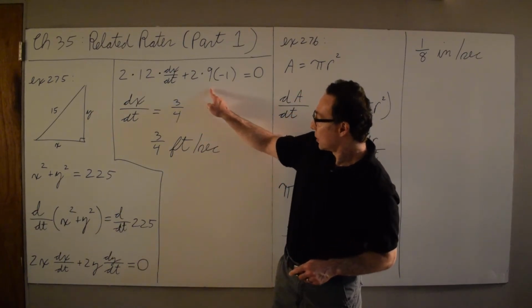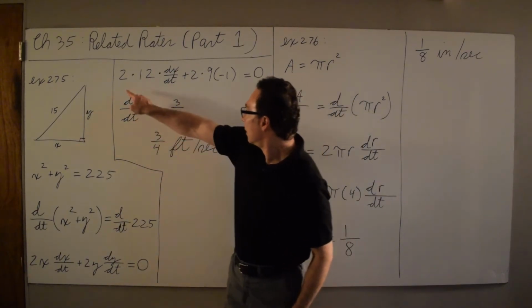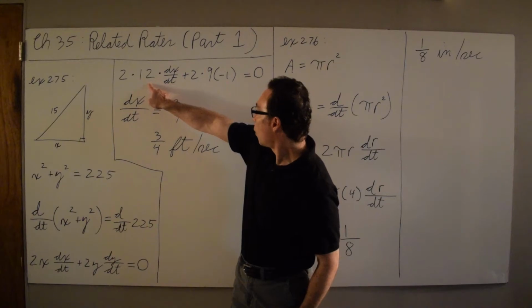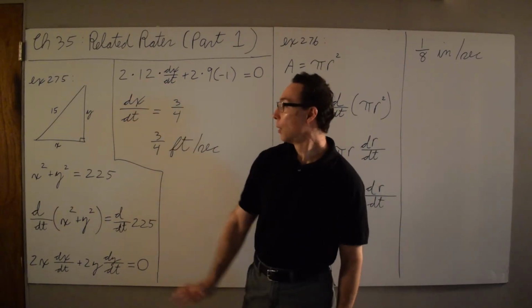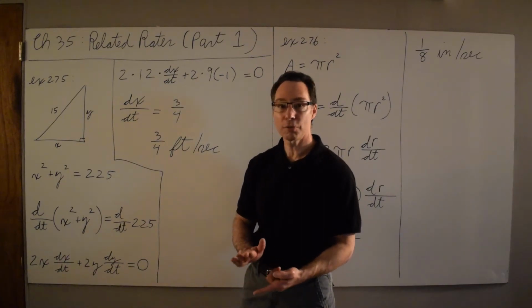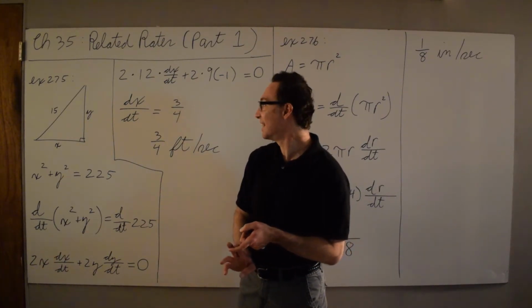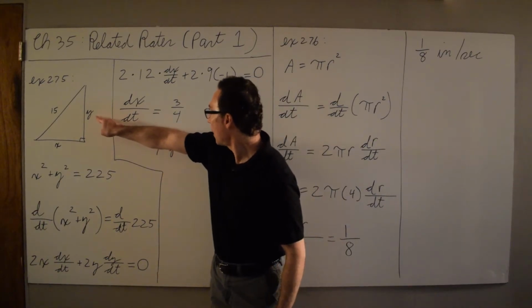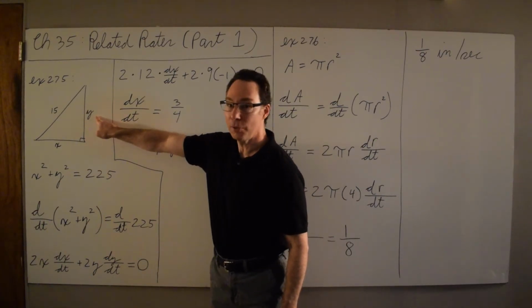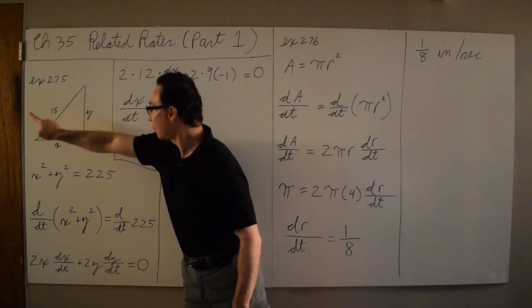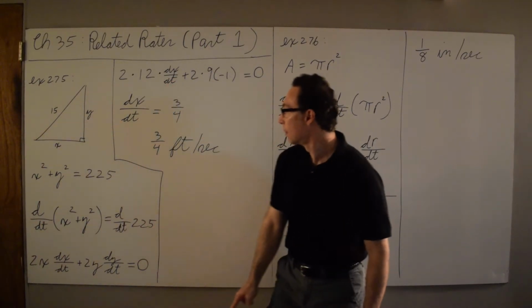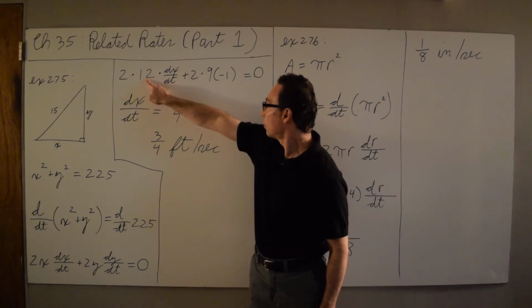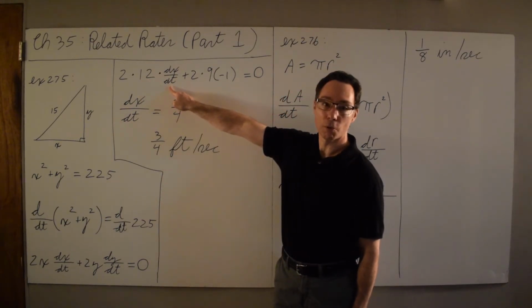Okay, so we have x is 12. How do we know x is 12? Because when we look at the problem, we're told we want to find the rate of change of x at the point when y is 9. So if y is 9, again we use the Pythagorean theorem, this is a 3, 4, 5 right triangle, so we have 9, 12, 15. So x is 12. dx dt is what we're being asked to find.